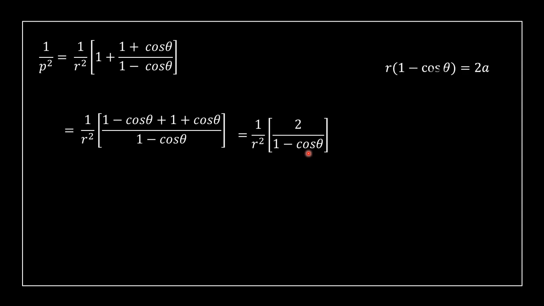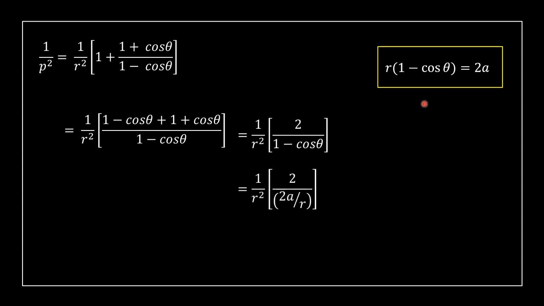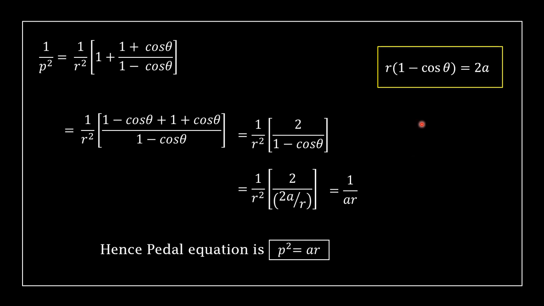From the given equation, what is the given equation, students? r into 1 minus cos theta is equal to 2a, right? From the given equation, can I write 1 minus cos theta as 2a by r? I can. Just substituting 1 minus cos theta as 2a by r and simplifying it so that the equation reduces to the form 1 by a into r, which is a pedal equation, isn't it? Whether theta is eliminated over here? Yes, theta is eliminated. Therefore, I can say that the pedal equation of the given curve r into 1 minus cos theta is equal to 2 into a is p square is equal to a into r.